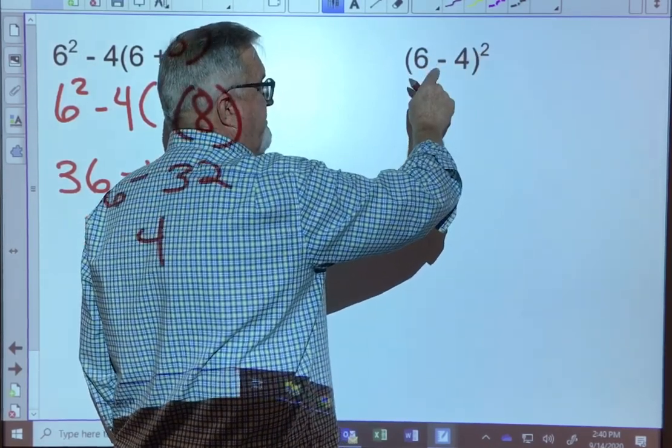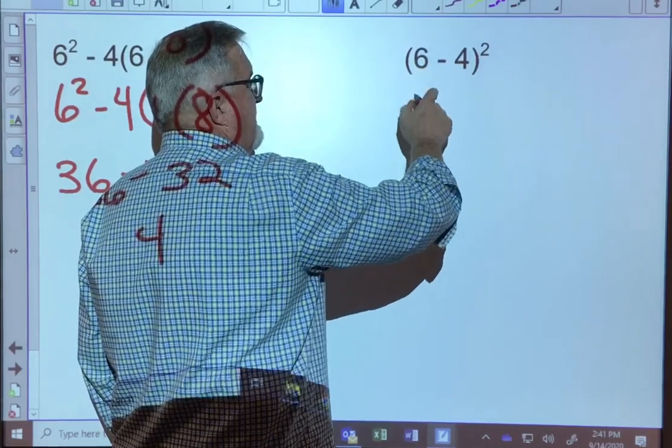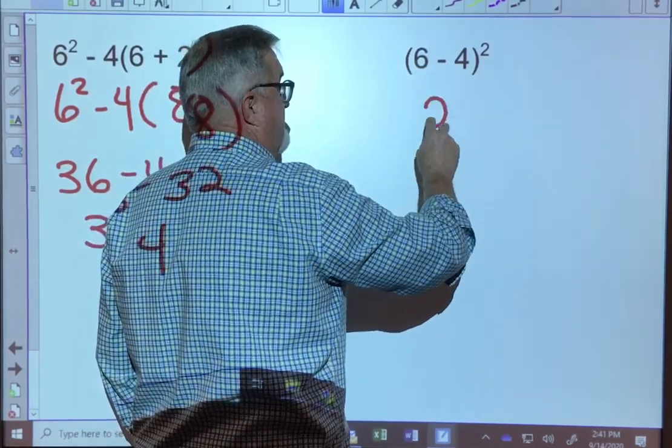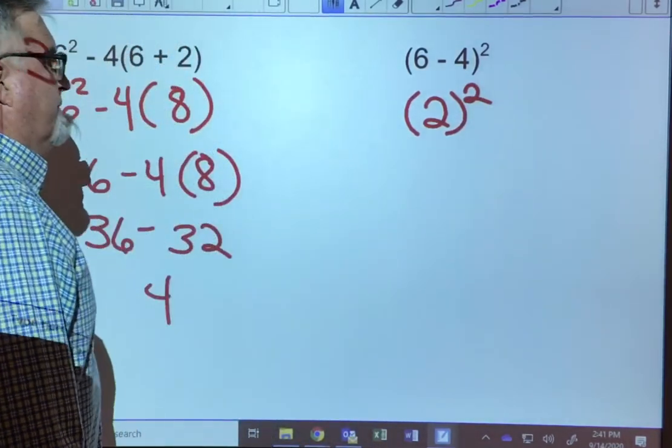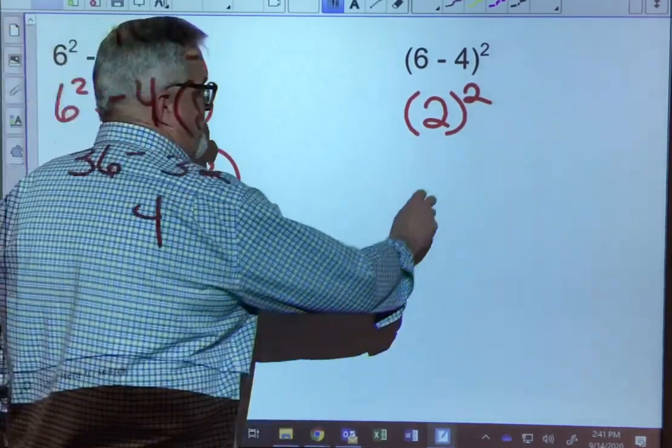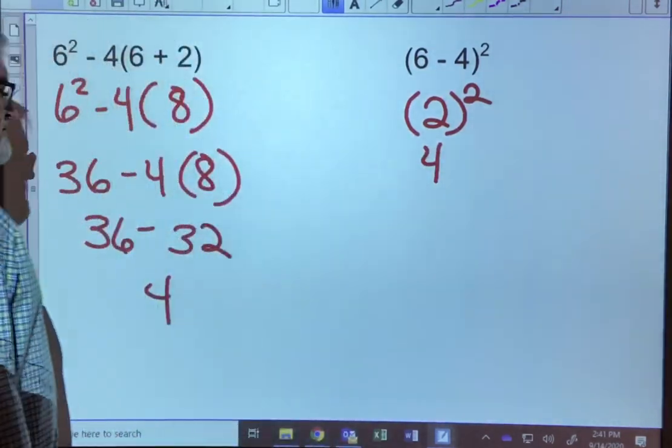So we've got to take care of the parenthesis first, which is 6 minus 2, or 6 minus 4, which is 2. Now I have 2 raised to the second power. Well, 2 raised to the second power is 4, so that's our final answer there.